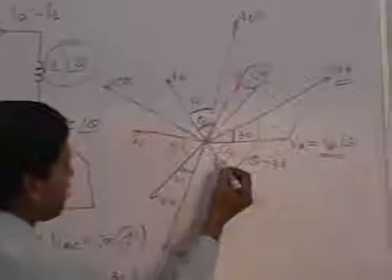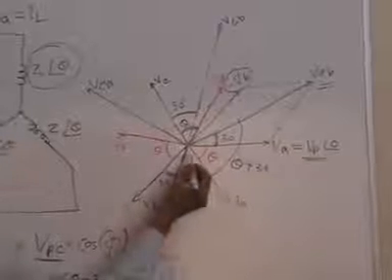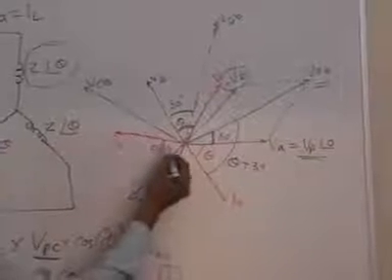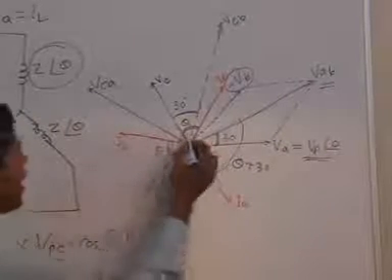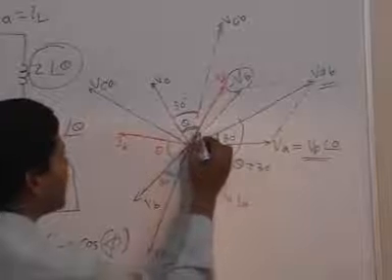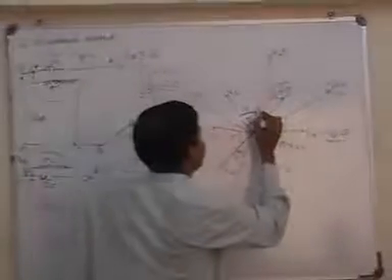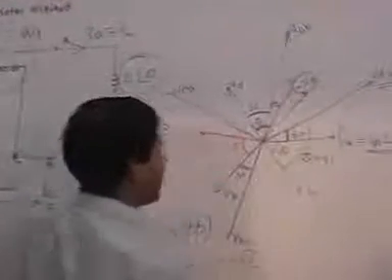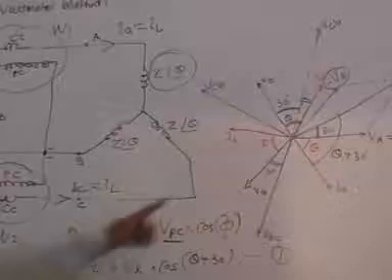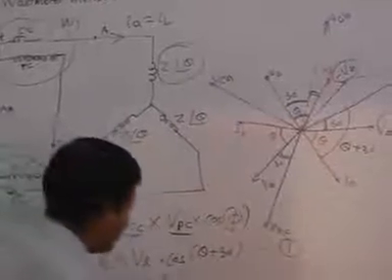IA is lagging VA by theta. IB is lagging VB by theta, and IC will be lagging VC by theta. This is 30, this is theta. Now you see clearly what is the angle between VCB and IC? Obviously that angle is theta minus 30. Cos of theta minus 30 degrees. So you got the two readings. That's very good. Equations 1 and 2, P1 and P2.